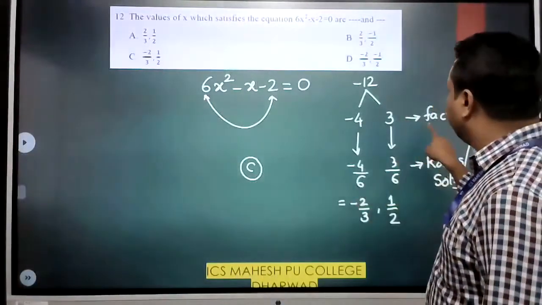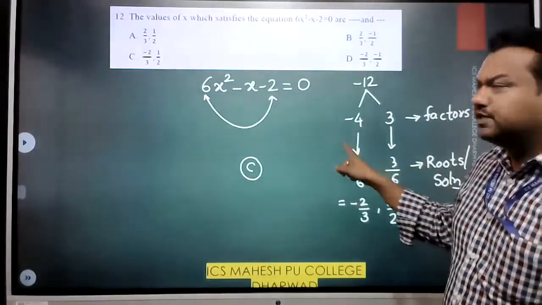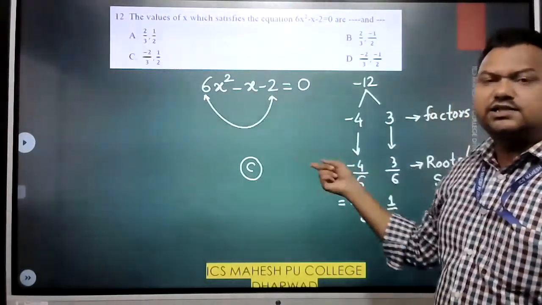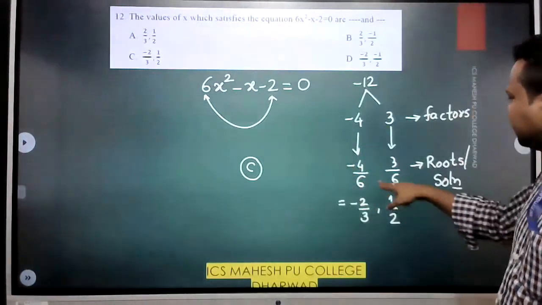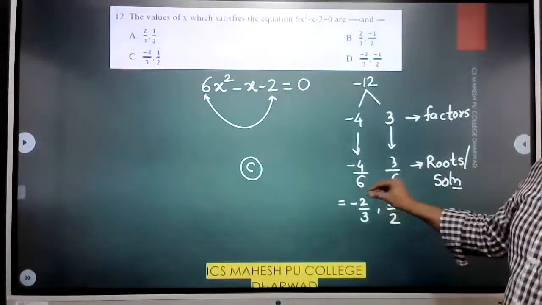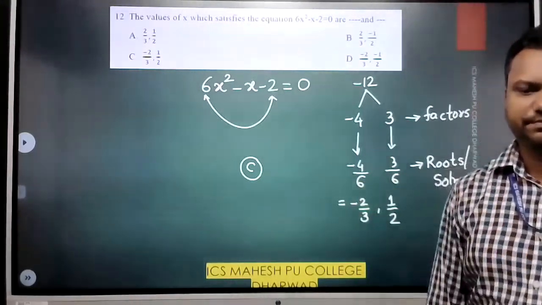What you should know is how to find the factors. To find the factors, what is the rule? Product should be equal to A into C and sum should be equal to the x coefficient value. Right? After that, you just take this shortcut method, my dear student. You will get the solution in less than 1 minute. Right?